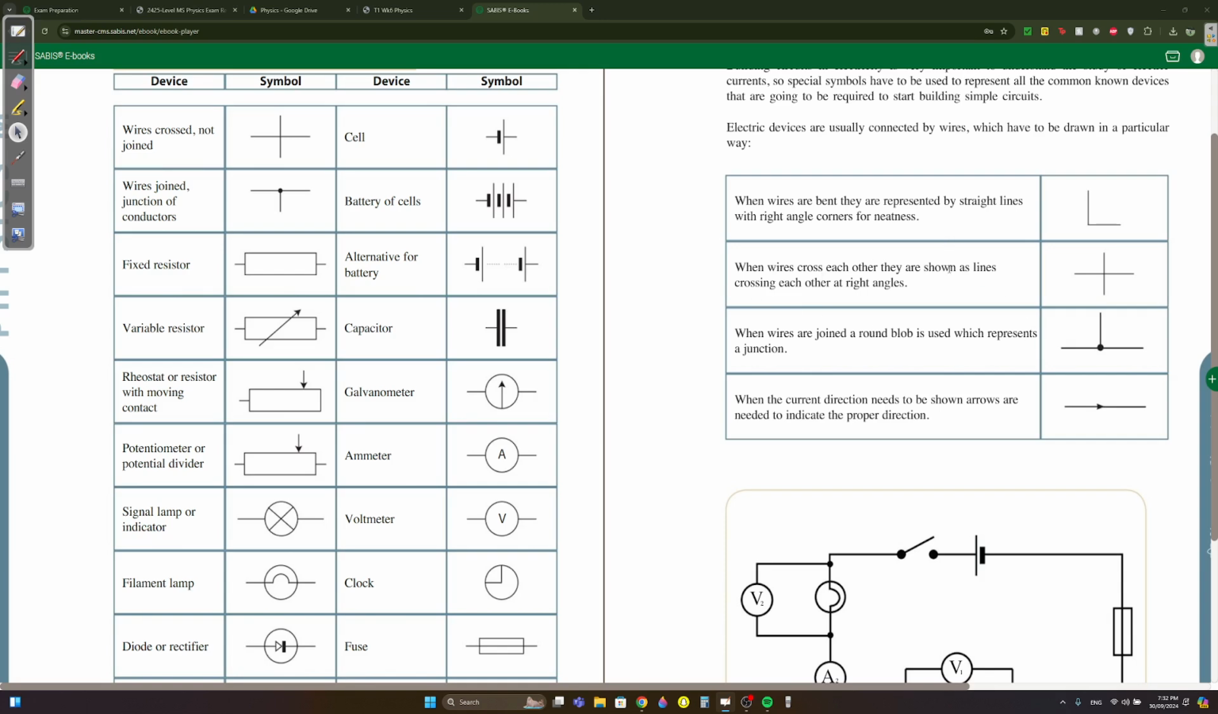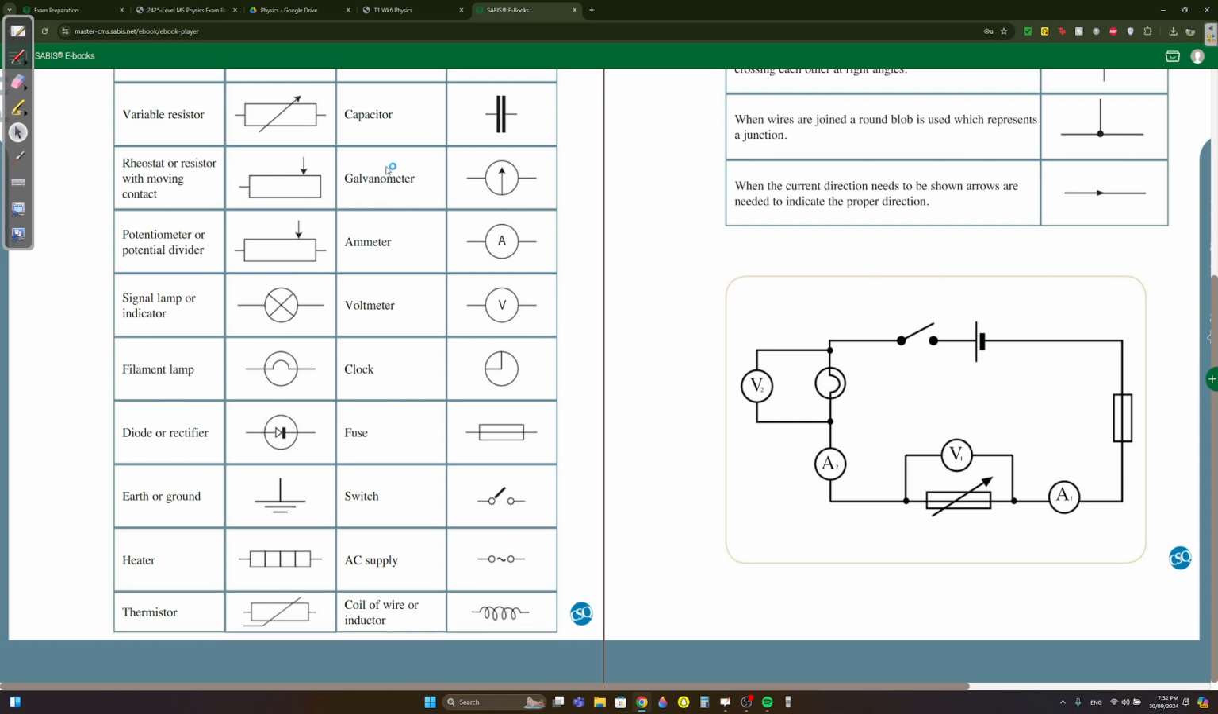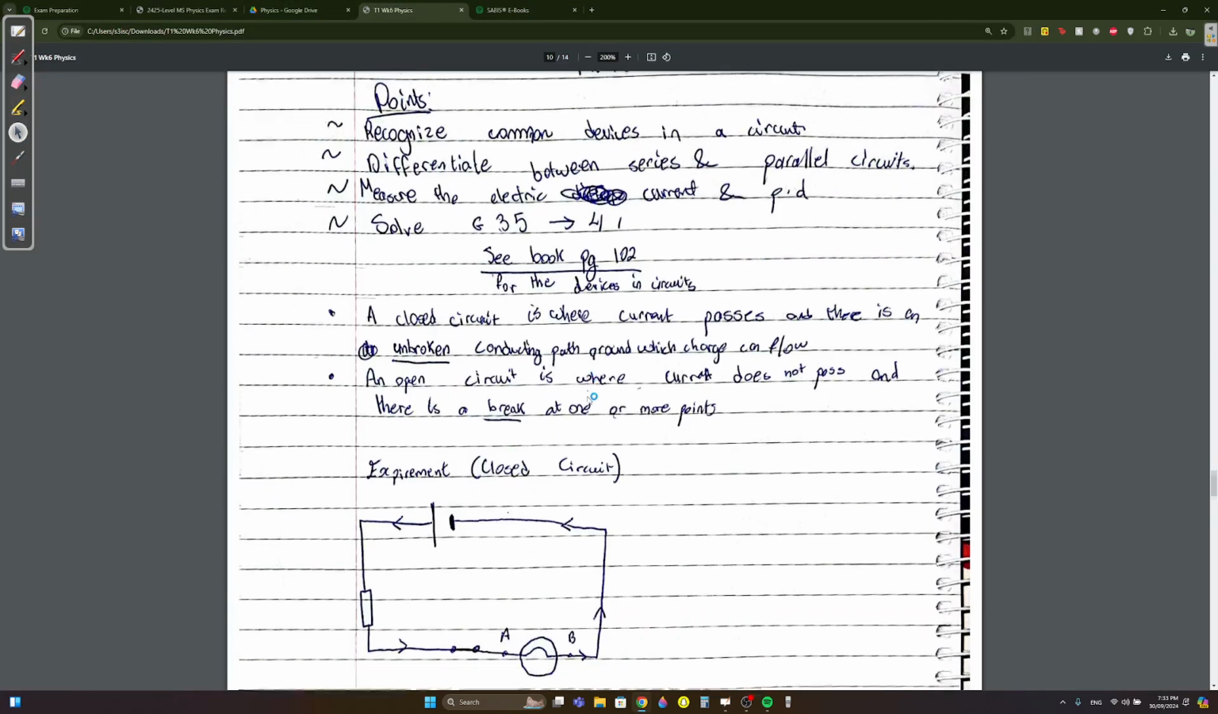When wires cross each other, they are always shown as lines crossing each other at right angles, like I told you. When wires are joined, a round blob is used, which represents a junction. This is the junction. When the current direction needs to be shown, arrows are needed to indicate the proper direction. This is a very nice example of how you draw a circuit. This is an open circuit, of course, because the switch is open. And here they're supposed to draw an arrow to represent current. Anyway, quickly, I told you.